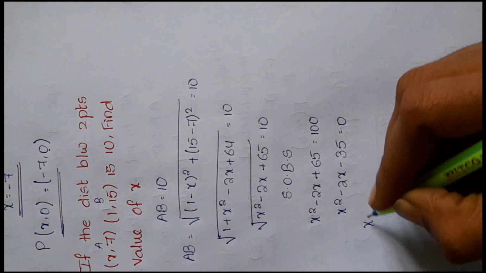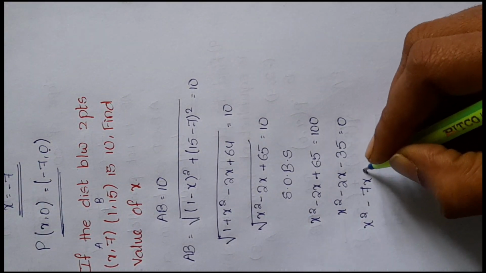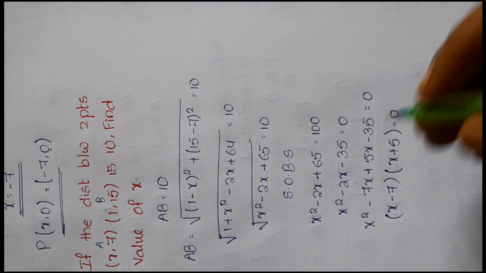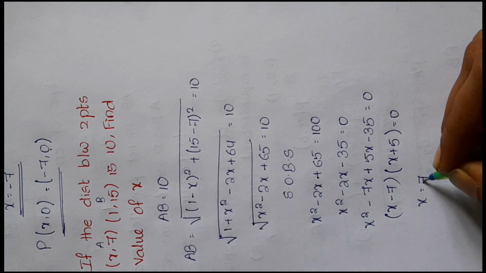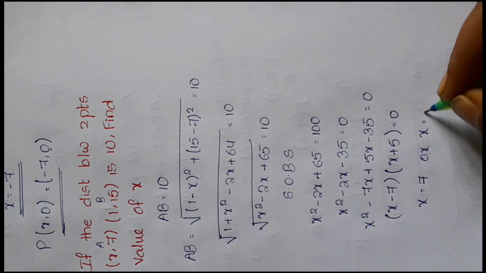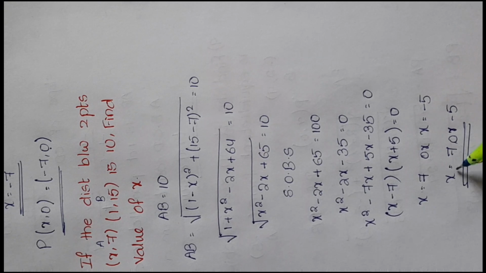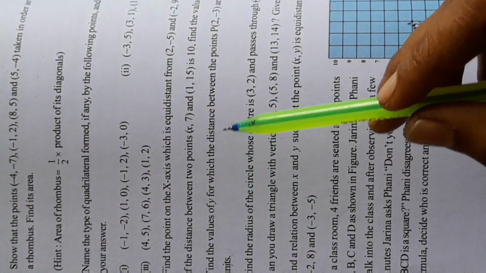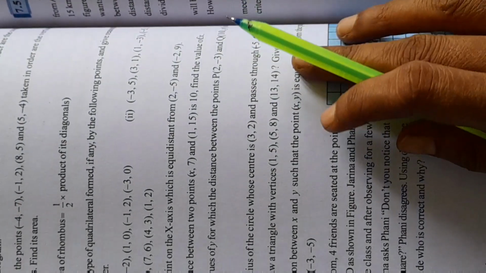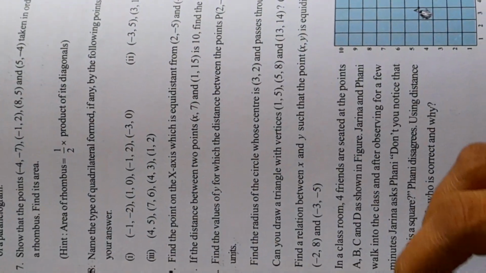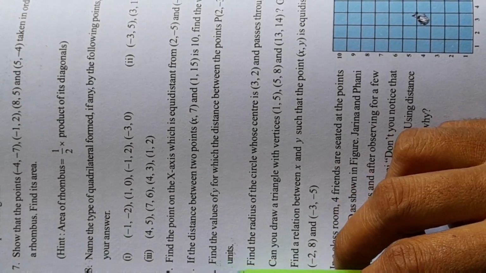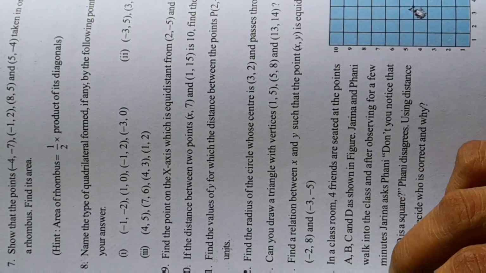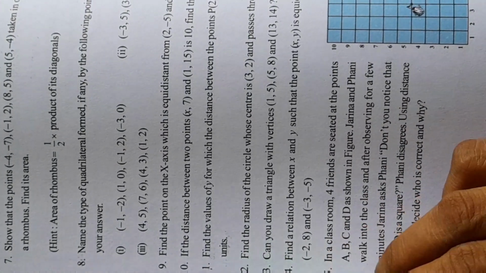Now let us solve this. x square minus 7x plus 5x minus 35 is equal to 0. We get x is equal to 7 or x is equal to minus 5. So the value of x may be either 7 or minus 5. The 11th question is: find the values of y for which the distance between the points P (2, -3) and Q (10, y) is 10. This is similar to question number 10. Here also we get two values for y. Now let us discuss the 12th question. 11th question, do it yourself.